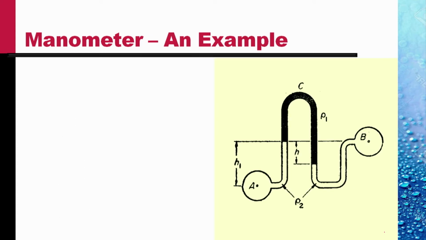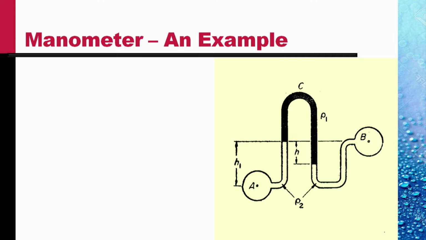Consider two bulbs A and B. The bulbs A and B are filled with a liquid of density rho 2. These bulbs are connected with an inverted U tube. The black fluid has a density rho 1. The difference in the level of the fluids is h as shown.